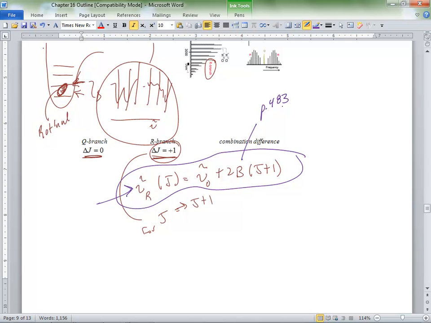Number 8. What's the last one? 13. Oh, nice. You should like 13. Which of the following molecules may show a pure rotational microwave absorption spectrum? Wait, I think we did 13 already. Yeah. Did we? Yeah. Oh, all right. Well, then don't have to worry about it. Yeah, we did that. So you're good.